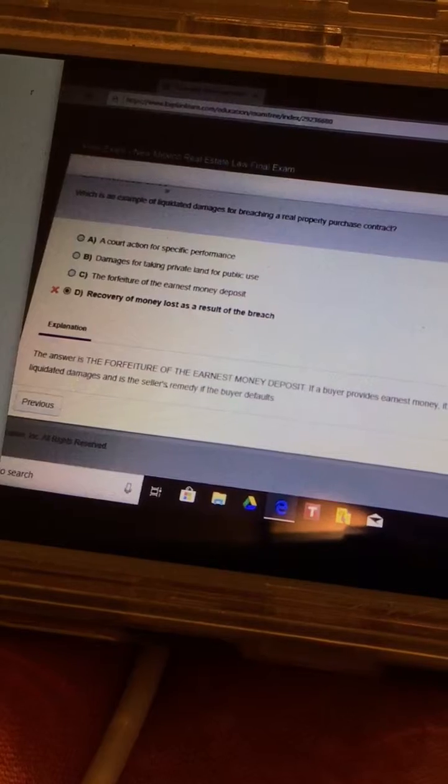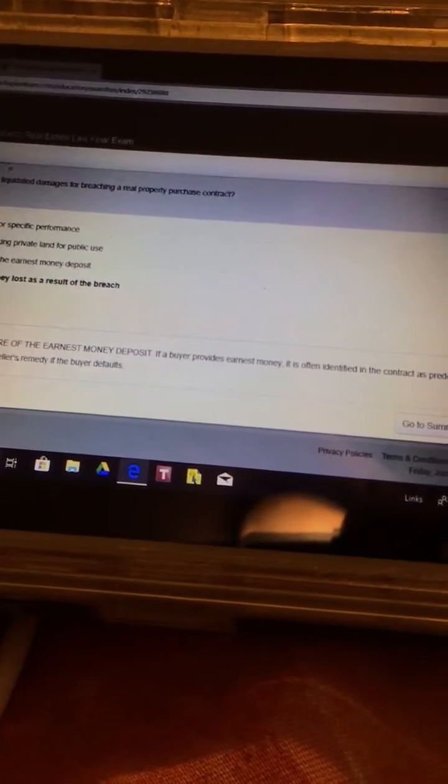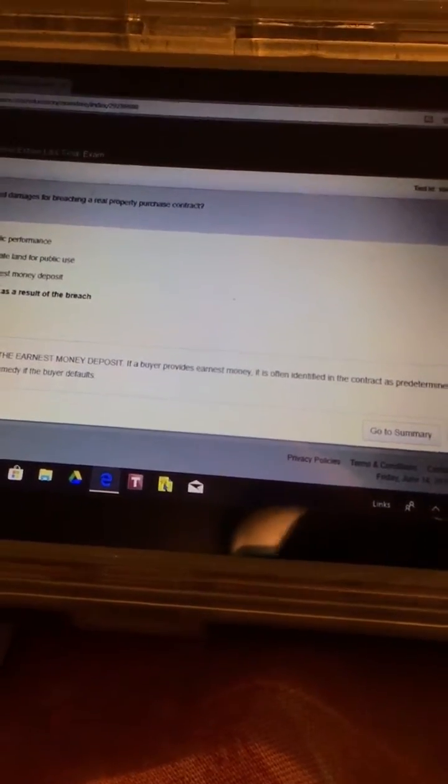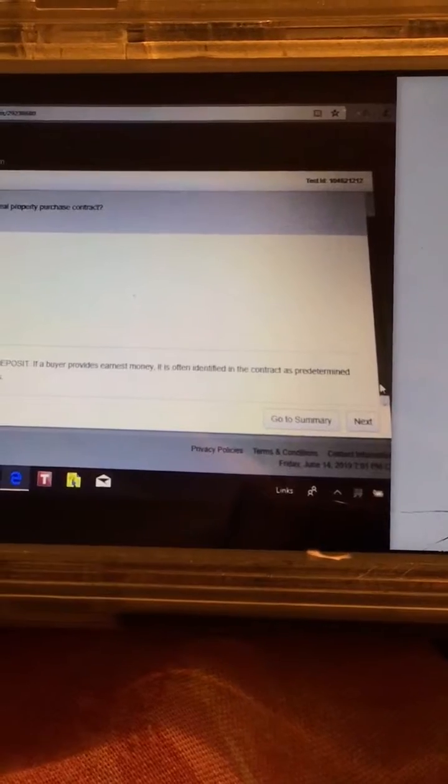The answer is C, the forfeiture of the earnest money deposit. If a buyer provides earnest money, it is often identified in the contract as predetermined liquidated damages and is the seller's remedy if the buyer defaults.